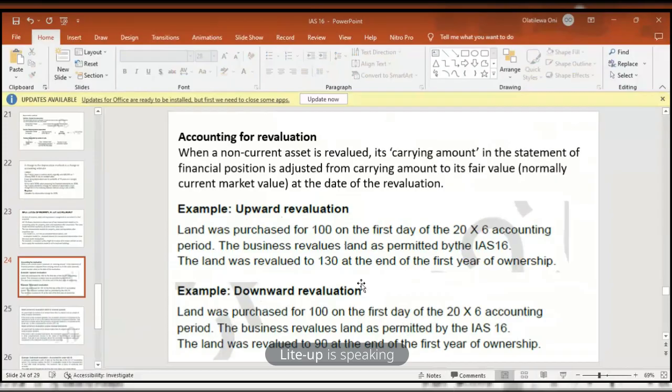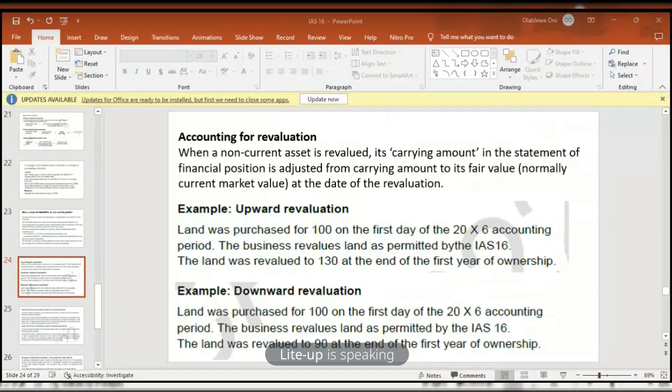So let's say this example, upward revaluation. Say land was purchased for 100 on the first day of 20x6. Okay, maybe 100 million, yes. In the 20x6 accounting period, the business revalues its land as permitted by IAS 16. The land was revalued at 130 at the end of the first year of ownership. So we are to see how this treatment should be done.